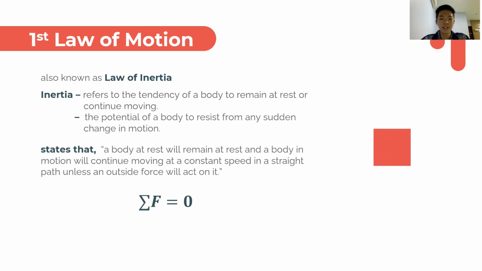So if we have a body here, this body will remain at rest, or keep moving at a constant speed in a straight path, if the net force is equal to 0. So if we have 15 newtons to the left, there must be another 15 newtons to the right, so that the resultant force is 0. The same applies with the y-axis. So if there's 10 newtons upward force, there must be 10 newtons downward force.